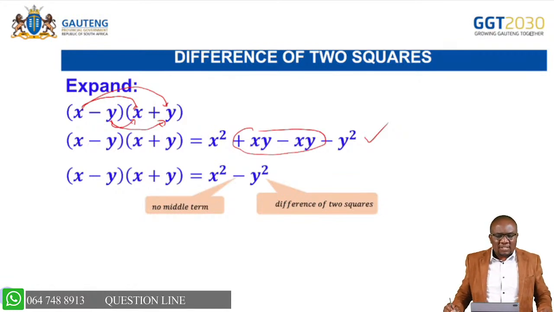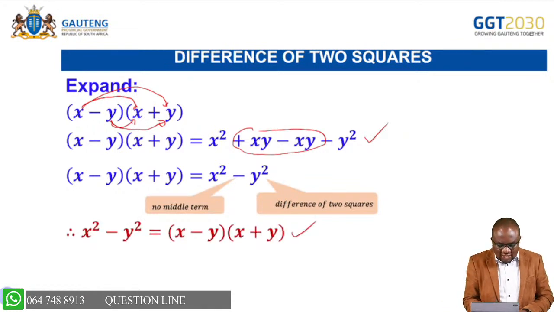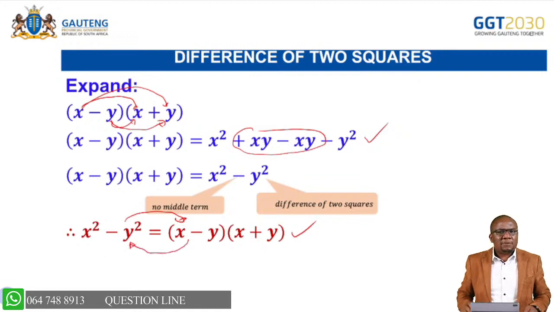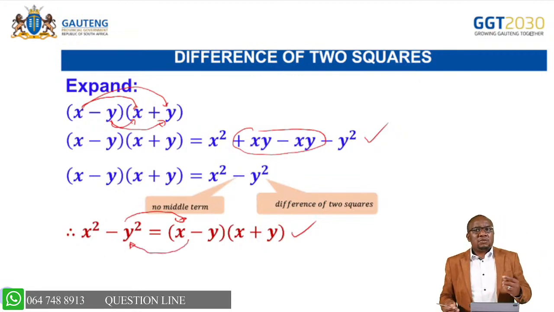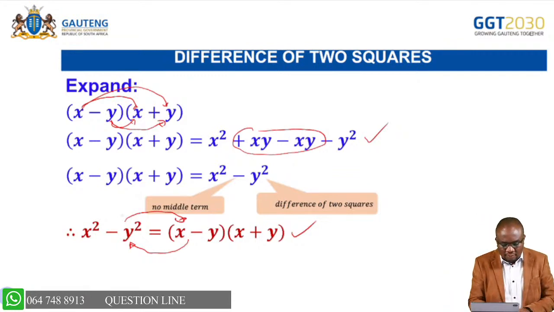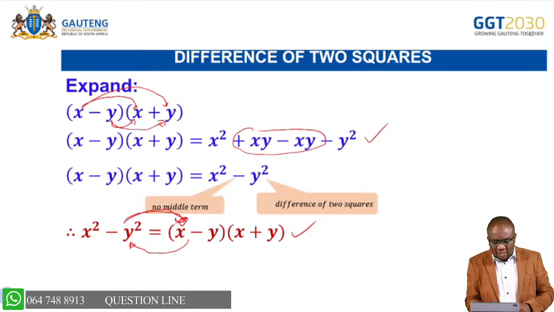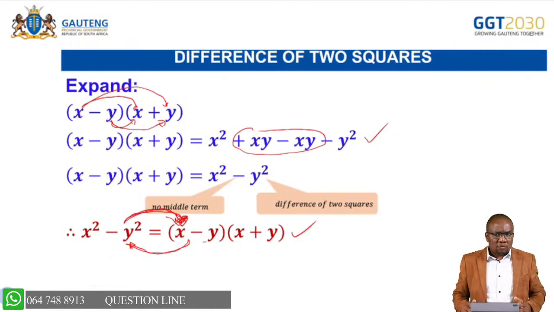Therefore, we can conclude and say x squared minus y squared is equal to this. So this is factorization. This is finding the product, expanding. Remember last time I said factorization is the opposite of expanding. Okay? So when you're factorizing the difference of two squares, you're moving from this to this. If we are finding the product of the two binomials, like these ones, x minus y, x plus y, we are moving from this to this. So today, we are doing this. Factorizing. Difference of two squares.